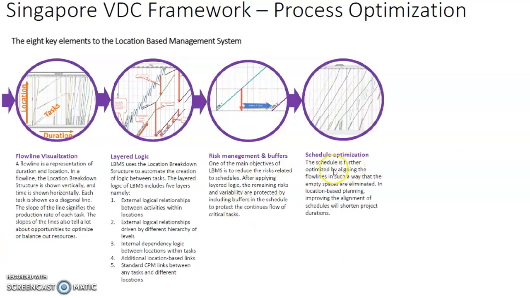The schedule is further optimized by aligning the flow lines in such a way that the empty spaces are eliminated. In location-based planning, improving the alignment of the schedule will shorten the project duration.